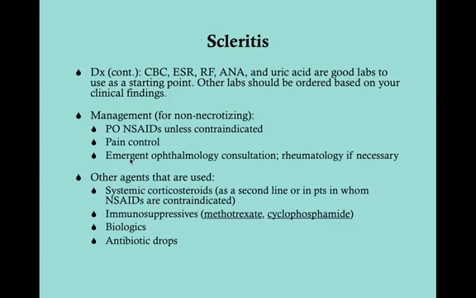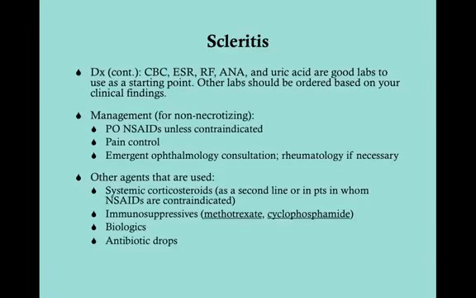And then, of course, can't emphasize enough, emergent ophthalmology consultation. Whenever it's scleritis, you want to get that ophthalmologist in ASAP. And then you can also consult rheumatology if necessary, based on whatever you find from your lab results, or if you have difficulty working the patient up. Other agents that can be used include systemic corticosteroids that can be given orally, prednisone or methylprednisolone. Now those are generally a second line, but they can also be given in patients who cannot take NSAIDs for one reason or another.